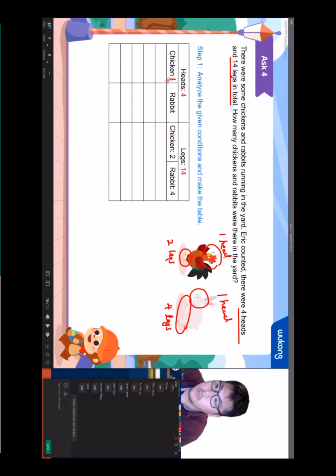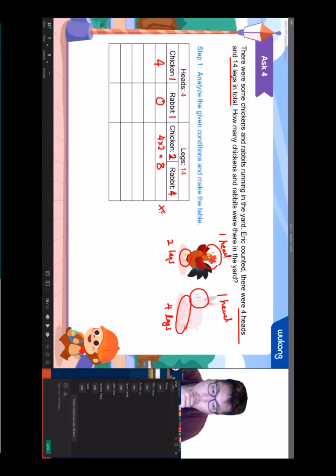And we write down so we can remember. Okay. Chicken has one head. Rabbit has one head. Chicken has 2 legs. And rabbit has 4 legs. Okay, and now, guys, we can think like this. Maybe if we have 4 chickens, we will have 0 rabbits. Okay, and then that means chickens will have 4 times 2, which will be 8 legs in total.